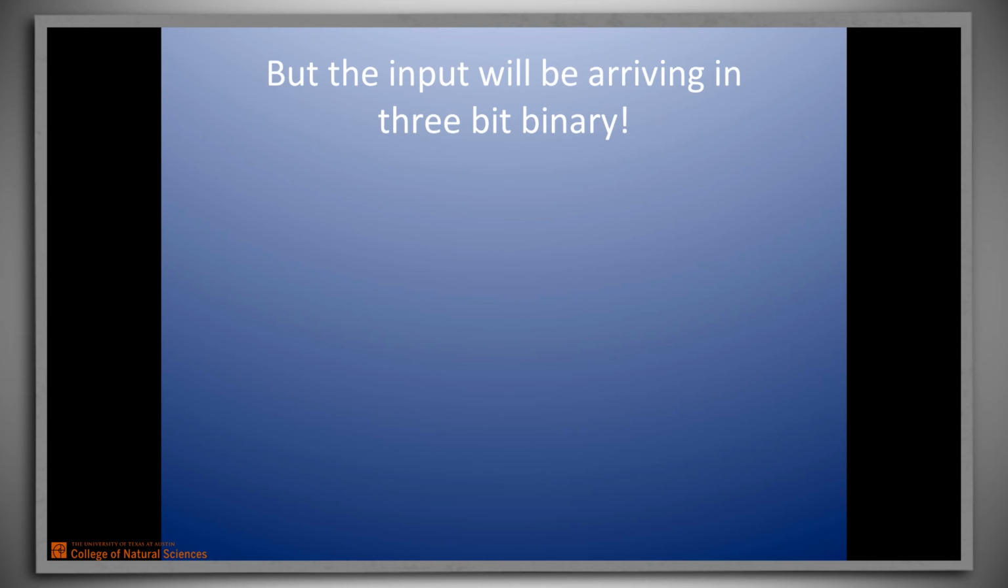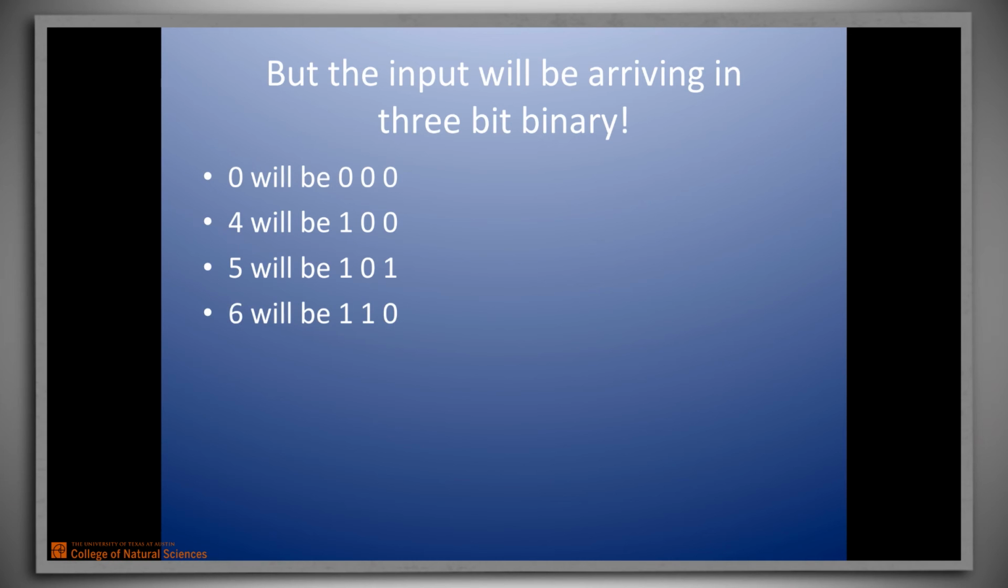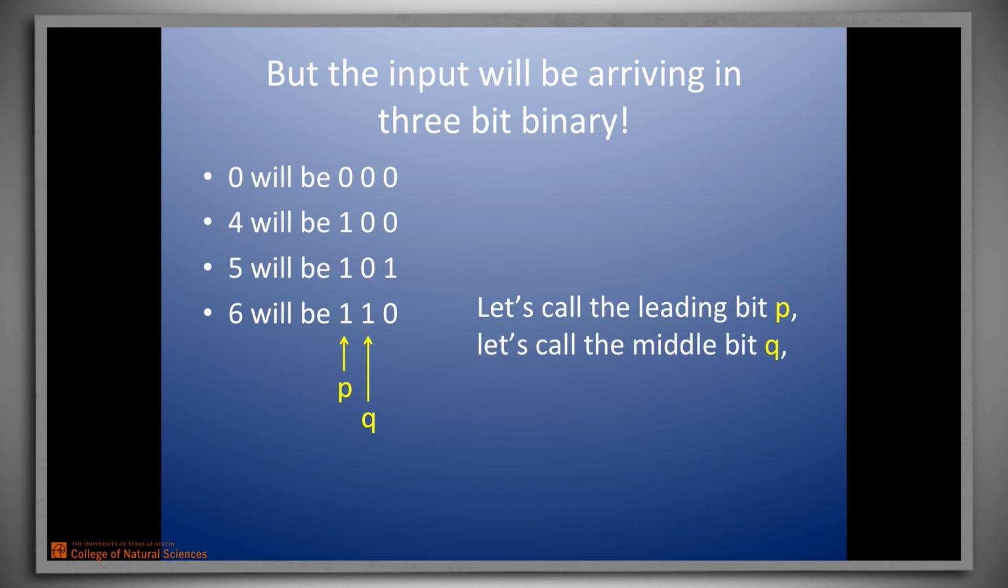The input, however, is going to be encoded in 3-bit binary. So a 0 will then be represented as 0, 0, 0. 4 will be represented 1, 0, 0. 5 will be 1, 0, 1. And 6 will be 1, 1, 0. To make sense of this, let's call the early digit P. So P is the leading bit. Q will be the middle bit, and R will represent the trailing bit.